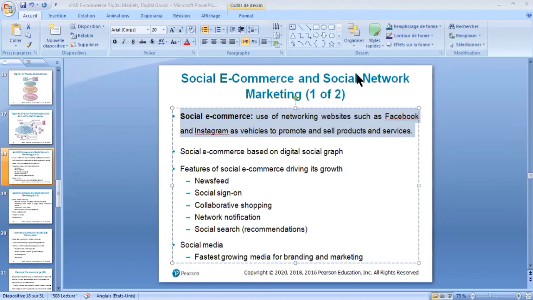Social e-commerce is based on the idea of the digital social graph. Here we mean by the digital social graph like a map of all your relationships on social networks. Okay. We are all interconnected, and the interconnectedness of people is what makes the success of social e-commerce.